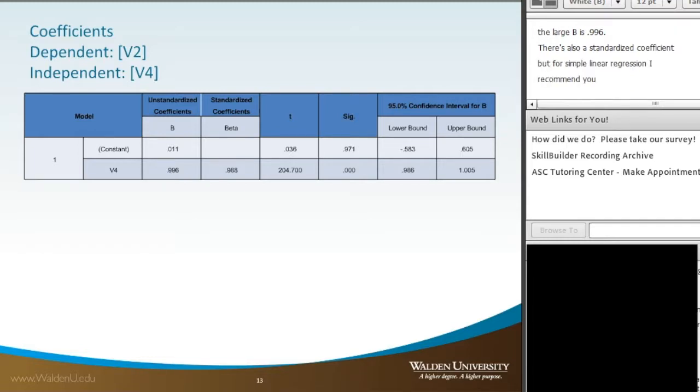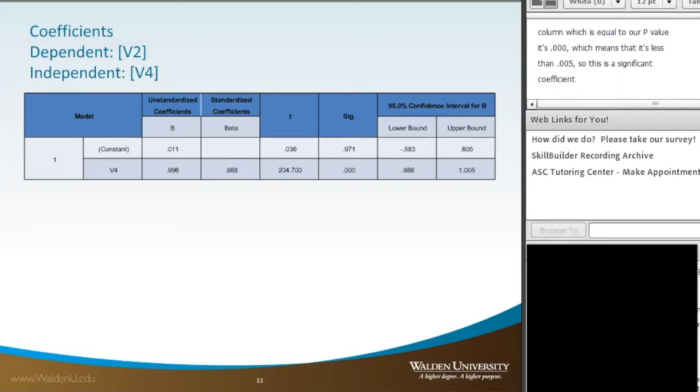We have our column which has our sig value. Actually, I'll just back up one. There's the t value, which is 204.7, and that's used to calculate whether or not the unstandardized coefficient is significant. We can see that in the significance column, which is equal to our p-value, it's 0.000, which means that it's less than 0.05. So this is a significant coefficient for our mathematical model.